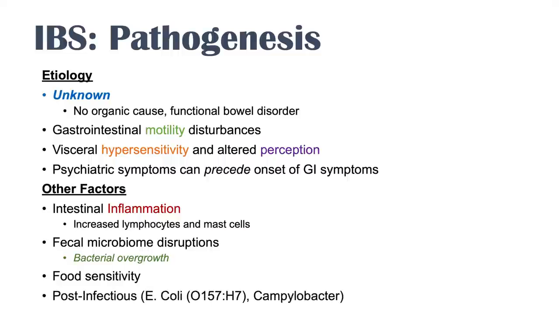And there's also something called post-infectious IBS. So individuals that have been previously infected with E. coli O157:H7 and Campylobacter bacteria have irritable bowel syndrome symptoms after infection. So there does seem to be some role to play in some infectious processes as well.